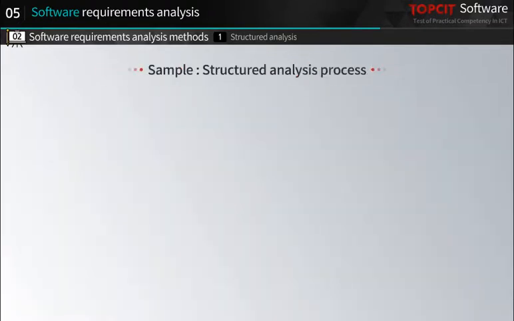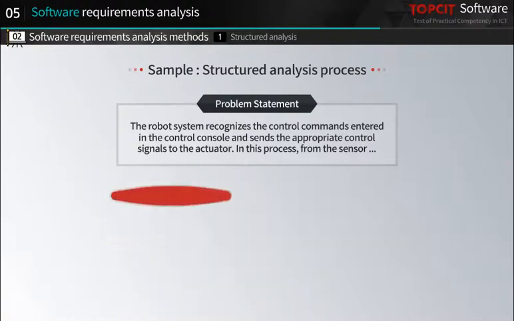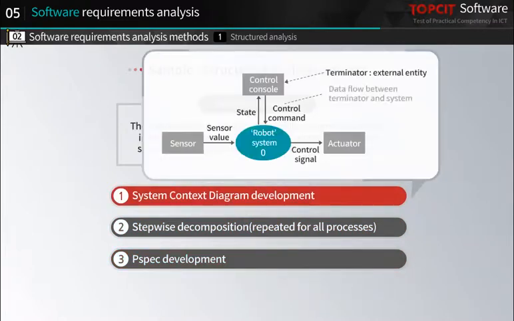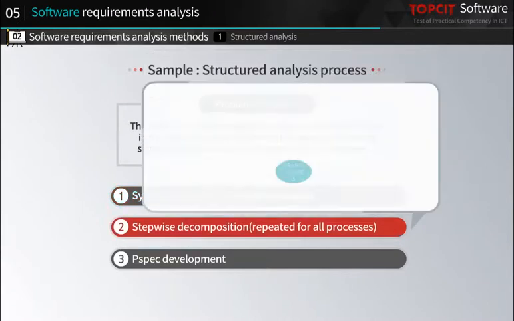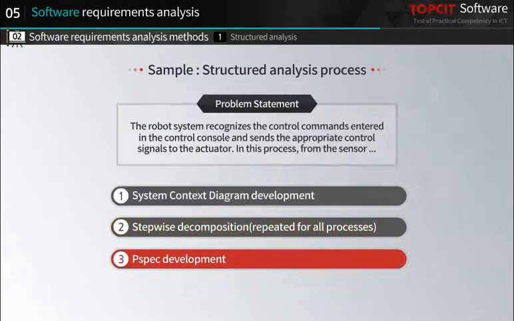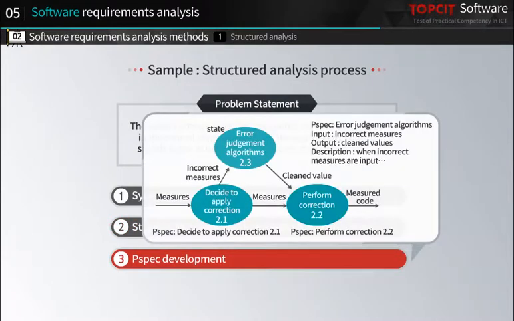The screen briefly described the structured analysis process. When companies in the field analyze requirements, they have been doing it with these three steps. If there is a problem with the user, the customer, or the field, the first thing is to create a system context diagram to understand the overall system behavior and context. Second, do a stepwise decomposition. Repeat for all processes to break down the process across multiple levels. The third is to create a P-spec for each process and run the requirements analysis and specification tasks by describing in detail what inputs, outputs, and contents each process has.